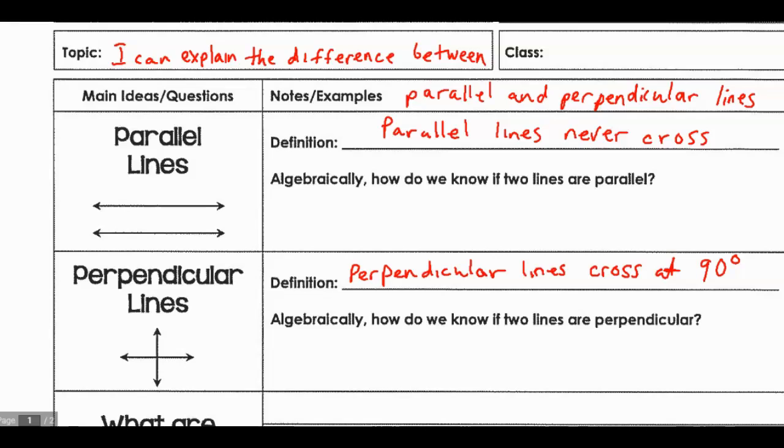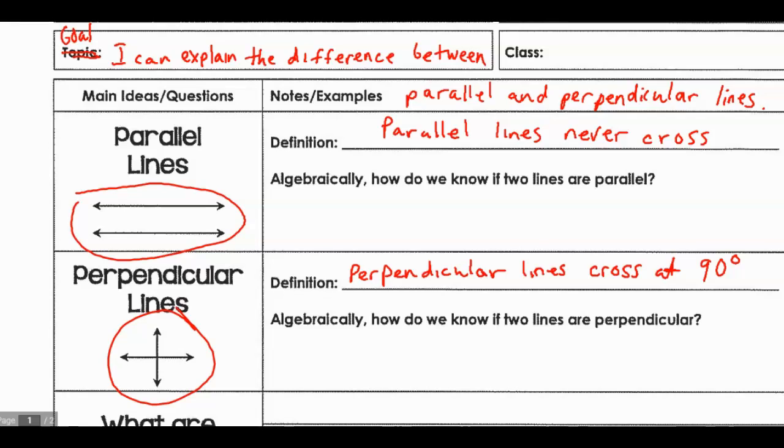So our goal today, instead of our topic, is that you can explain the difference between parallel and perpendicular lines. Our definitions for the two that you should know: parallel lines never cross. You think of maybe a pair of railroad tracks like what they have written right here. And perpendicular lines cross at 90 degrees like your standard road intersection. So pause that and make sure you have those written down, and then we'll get going from there.